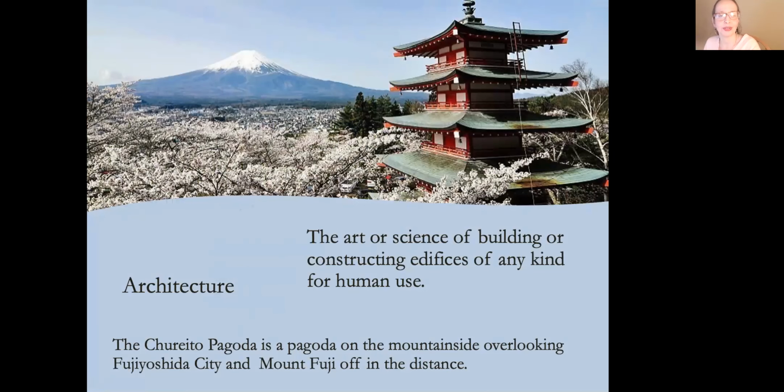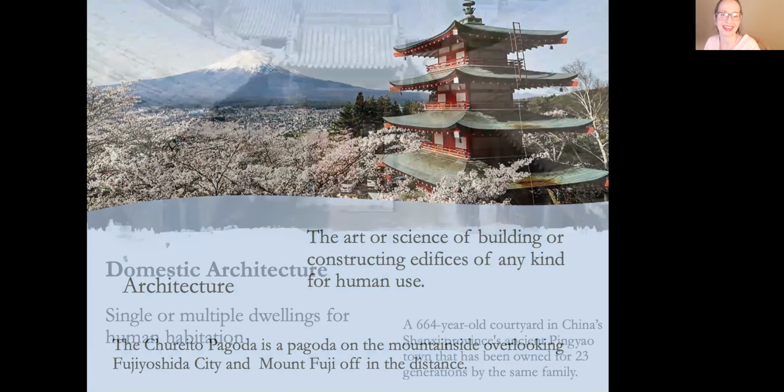Architecture is an example of durable art. Here we're looking at a pagoda in Japan, another architectural form we will spend time looking at, and in the background, Mount Fuji, off in the distance.